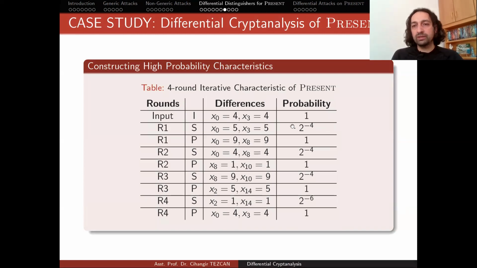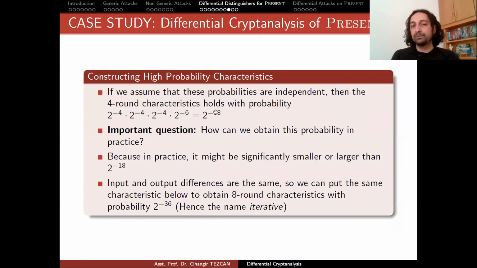So we assume that all of these rounds are somewhat independent, which is actually not correct, but in practice, this assumption works. So if we make an independence assumption, the probability of the whole event is just the multiplication of these probabilities, which is 2 to the minus 18. So this means that take a random input I, then give it a difference like this. After 4 rounds of PRESENT encryption, the output difference will be this with probability 2 to the minus 18. So this is what this characteristic says.